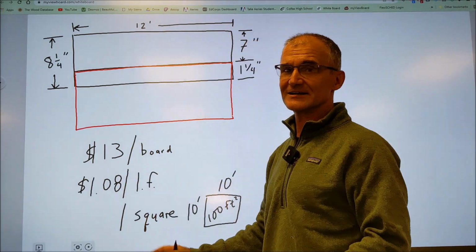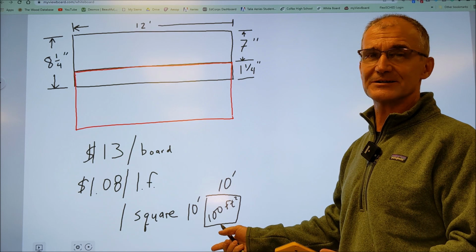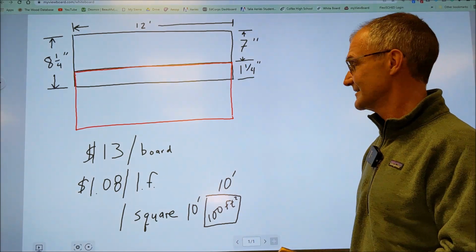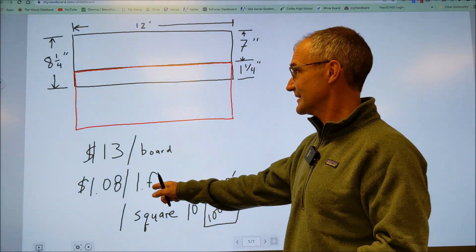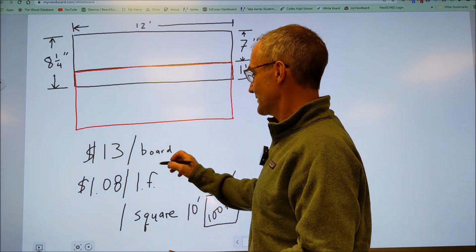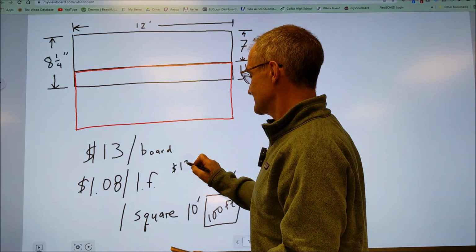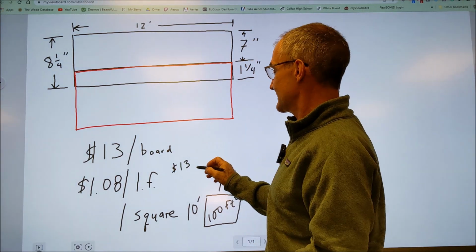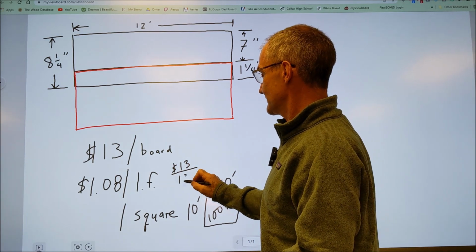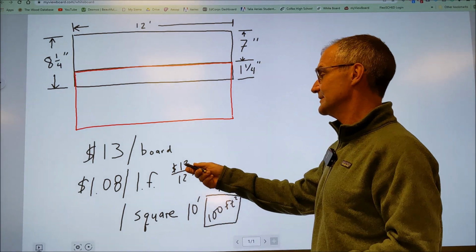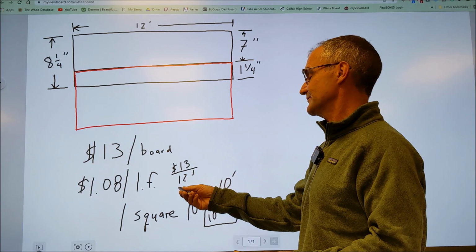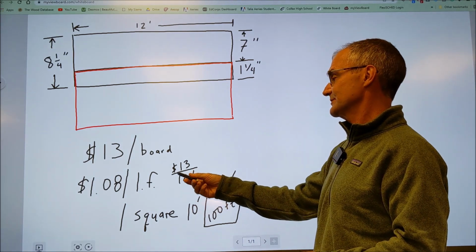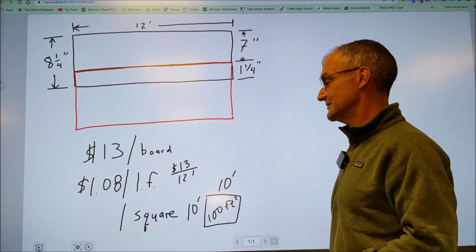And almost all these calculations always round up, especially if I'm buying. So again, where I got that linear feet from is a price per board, $13, divided by the number of feet, 12 feet, and that's going to be cost per linear foot. So the dollars are in the numerator, feet in the denominator.